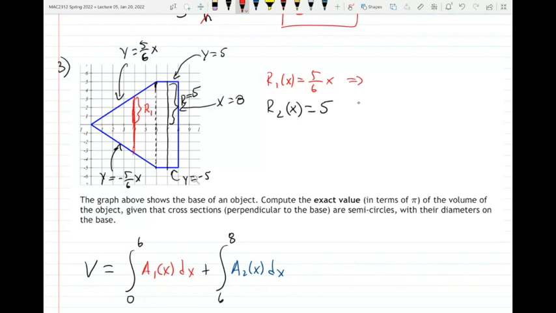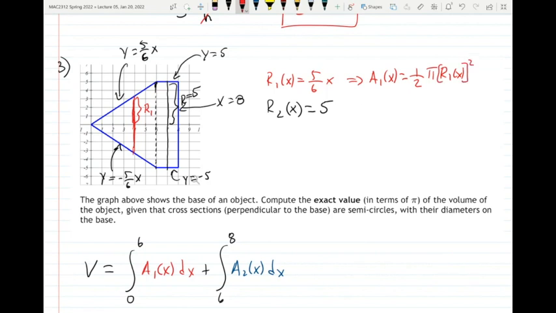Do we understand this? So now, why am I doing this? Because now the slice, the area of the slice, A1 of x, remember, it's a semicircle. So it's 1/2 the area of a circle. What's the area of a circle? It's pi r squared, right?